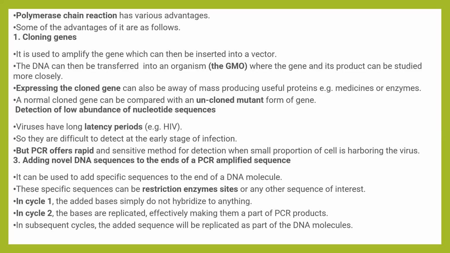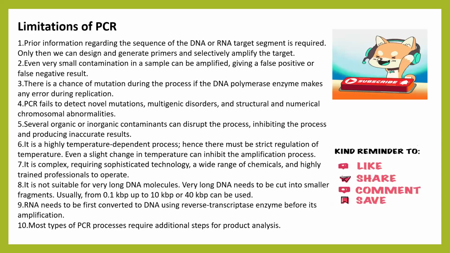Adding novel DNA sequences to the ends of a PCR amplified sequence: it can be used to add specific sequences to the ends of DNA molecules. These specific sequences can be restriction enzyme sites or any other sequence of interest. So adding novel DNA sequences to the end of a PCR amplified sequence is another advantage. In cycle 1, the added bases simply do not hybridize to anything. In cycle 2, the bases are duplicated, effectively making them a part of the PCR products. In subsequent cycles, the added sequence will be replicated as part of the DNA molecule.